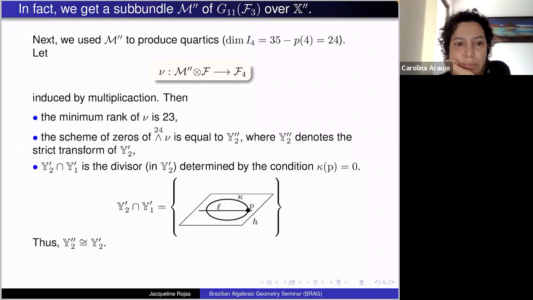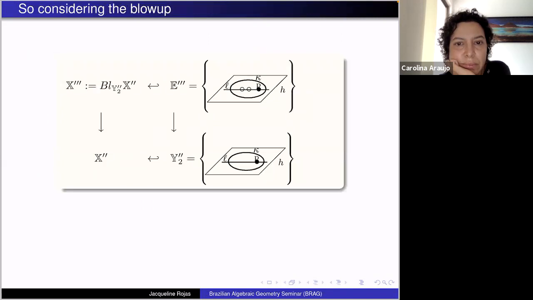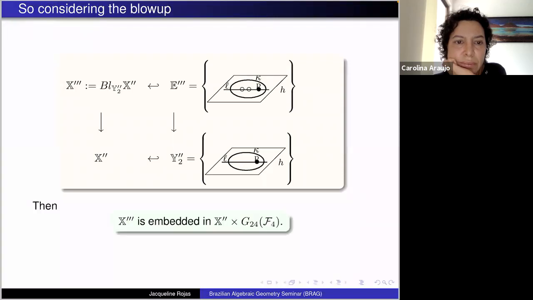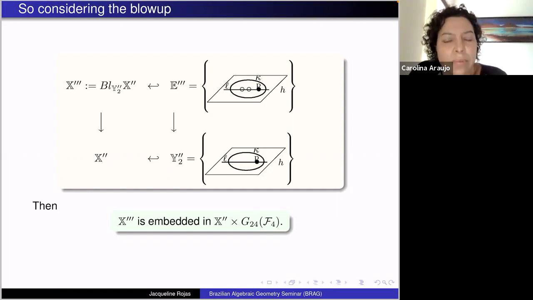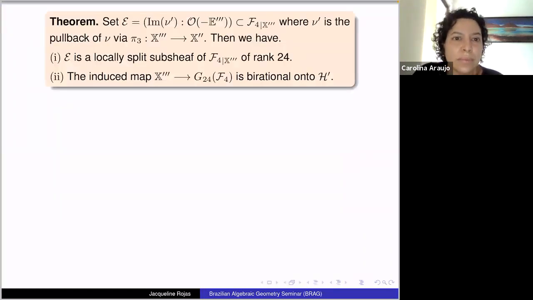And in this case, since it is a divisor, we have the strict transform Y2 double prime is isomorphic to Y2 prime. And then we can consider now another blow up of Y2 prime along Y2 double prime, and again this X triple prime, three primes. This embeds in X2 prime Cartesian with the Grassmannian G(24, F4). Yes. And we arrive to the first theorem.